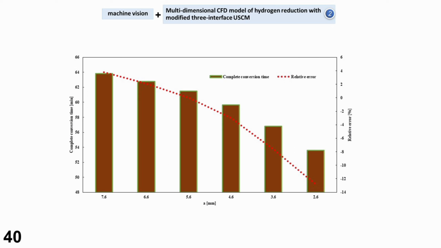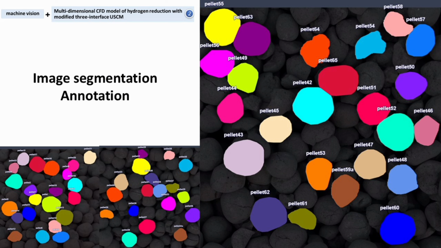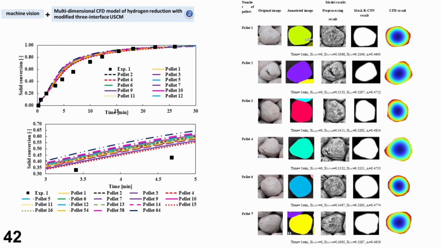Using sensitivity analysis, we found that the error from approaching an elliptical shape compared to a spherical one reached up to 12%. In our machine vision model, we consider different pellets to include them in the simulation. As you can see, images are captured, annotated, and then preprocessed so that our deep model can better identify them. The output of the mask R-CNN is shown in black and white, and finally, they are simulated in the console environment.